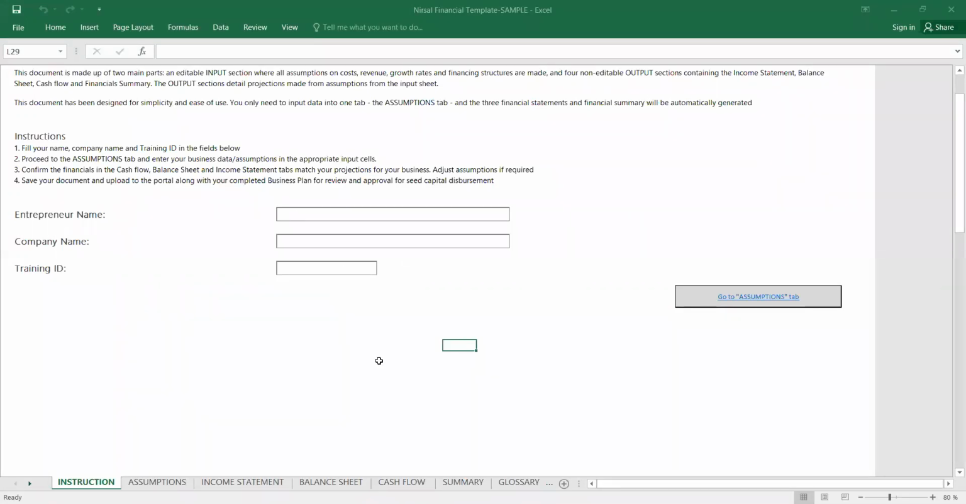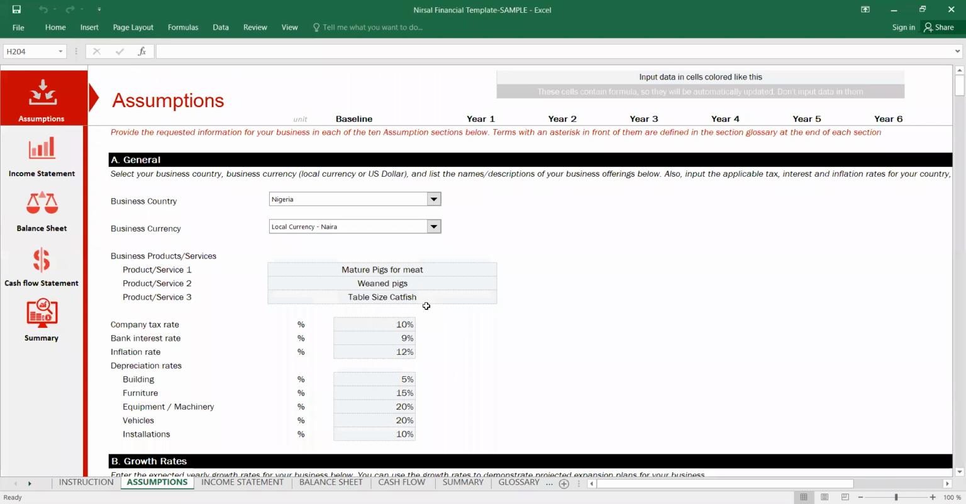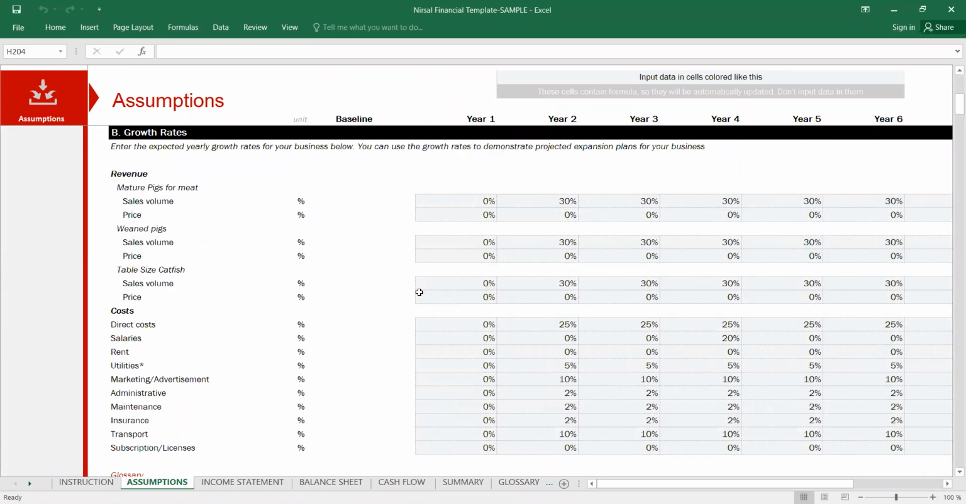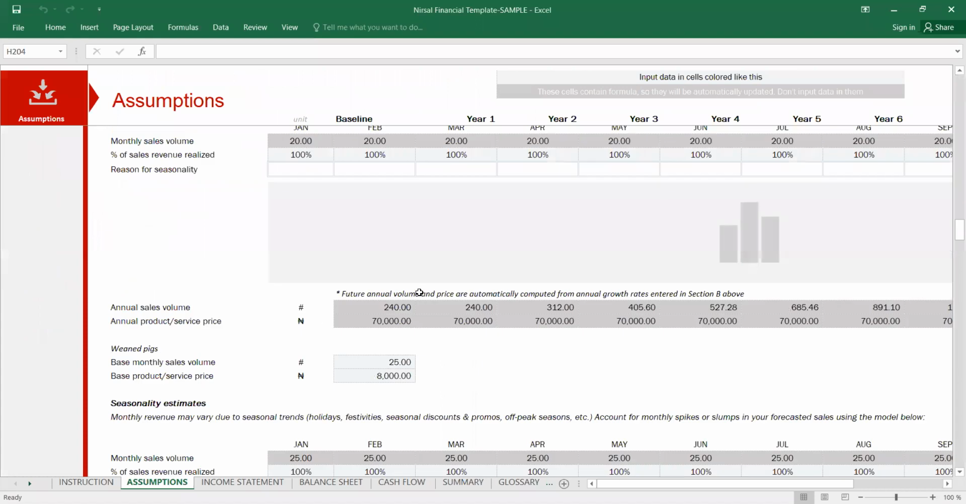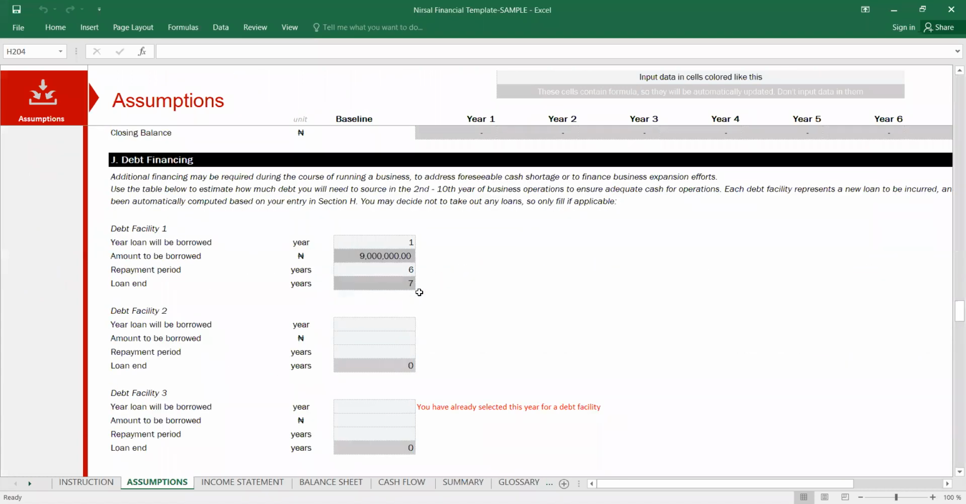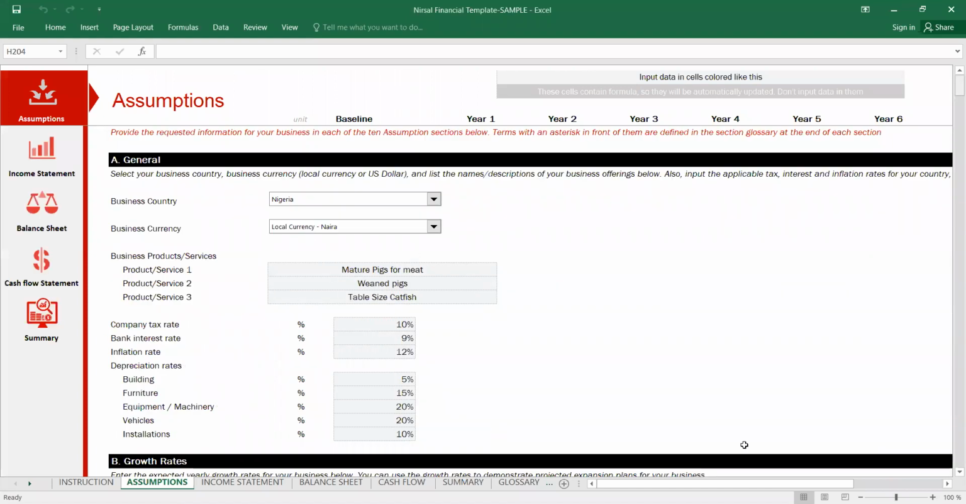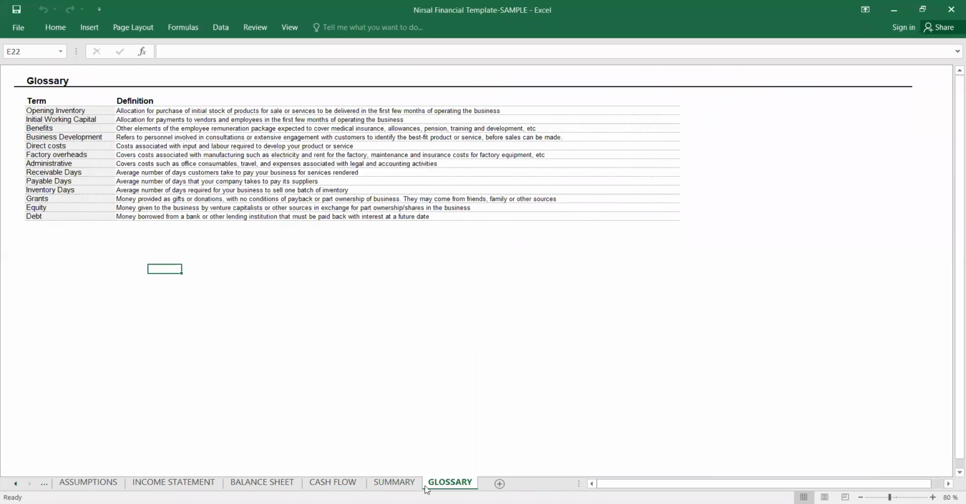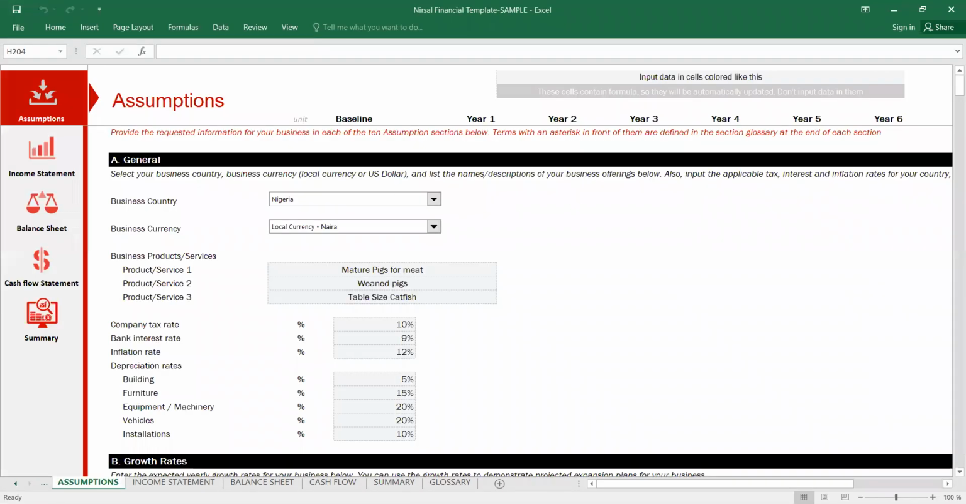So after doing this, you now come to assumption. This template might look technical, and they might look difficult, but the good thing is that it's very, very simple if you just understand the workability. Now, this is the only page that you need. Out of all these seven pages, you only need to fill in this assumption page, and the rest will auto-generate itself.